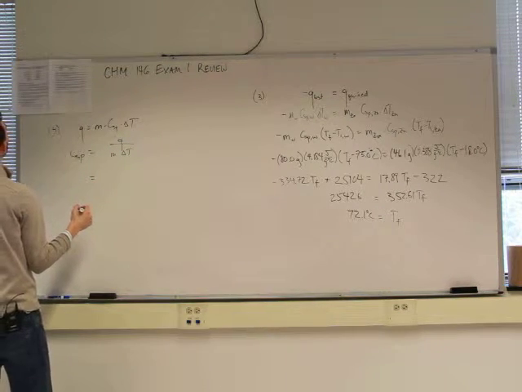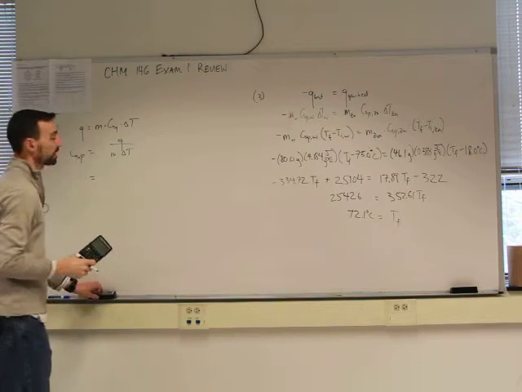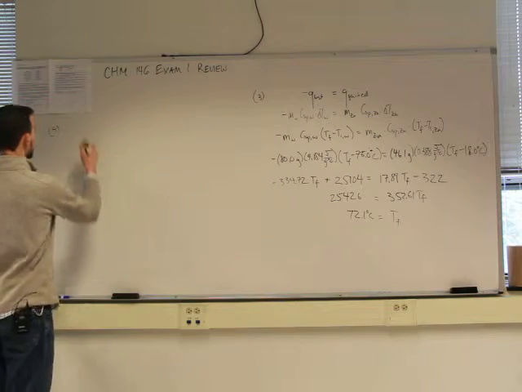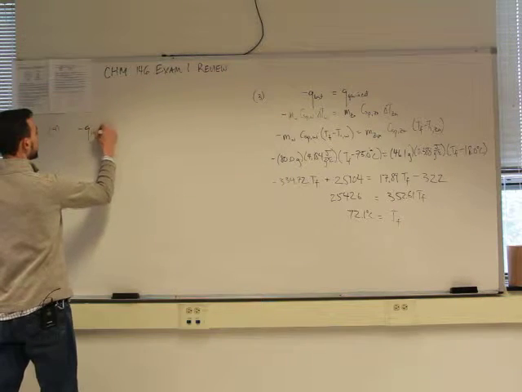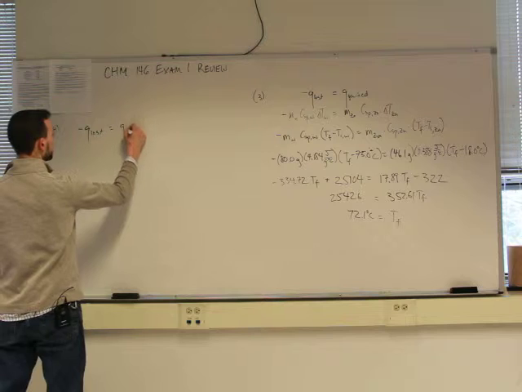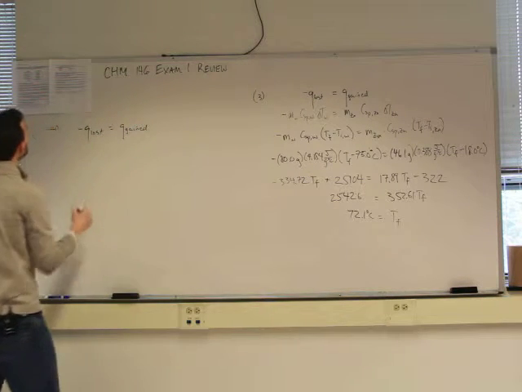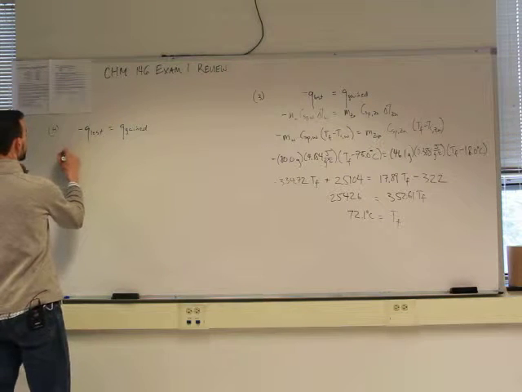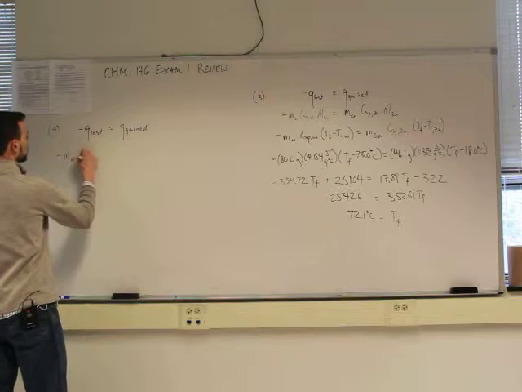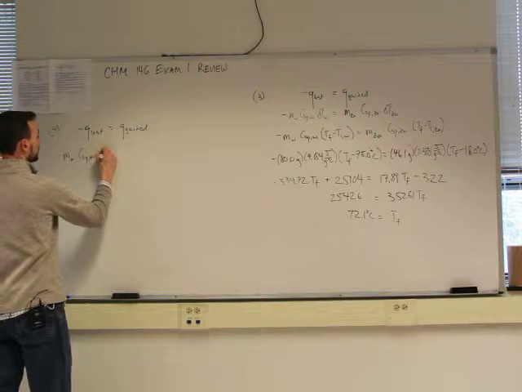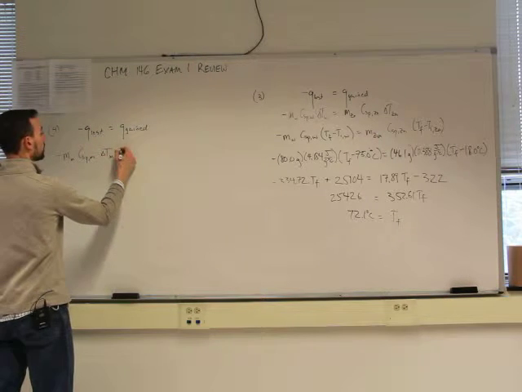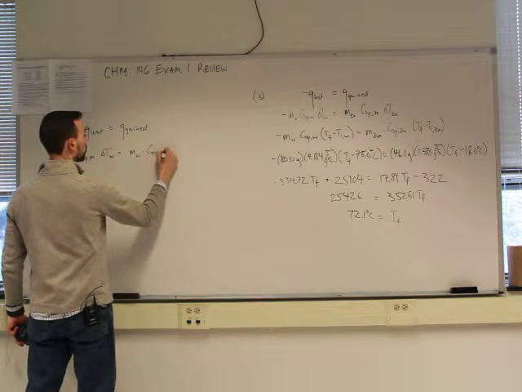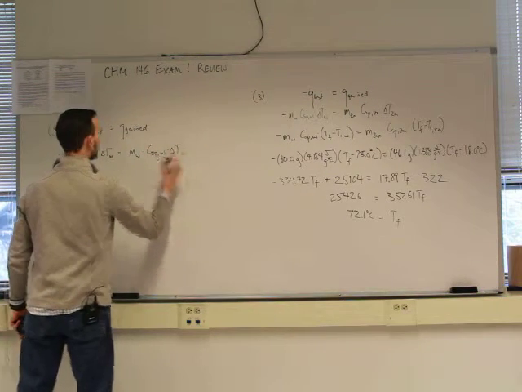Let's see. Whoops, sorry, I got a little bit ahead of myself. Not quite right. I need to start with this similar setup. Again, Q lost, the negative of that is equal to the Q gained by another substance. In this case, it's the metal that is losing. So negative mass of our metal, CSP of our metal, times the change in temperature of the metal, equals the mass of the water, CSP of the water, times the change in temperature of the water.